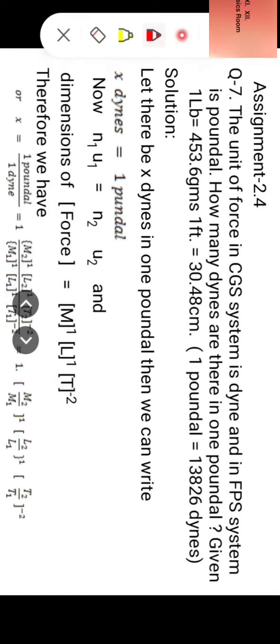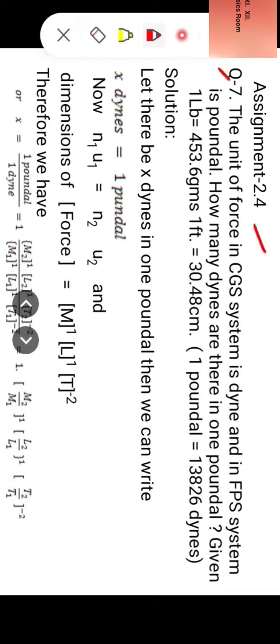Assignment 2.4 continued. Question number 7. The unit of force in CGS system is dyne and in FPS system is poundal. How many dynes are there in 1 poundal? Given 1 pound equal to 453.6 grams, 1 feet equal to 30.48 centimeters, and 1 poundal is equal to 13,826 dynes.